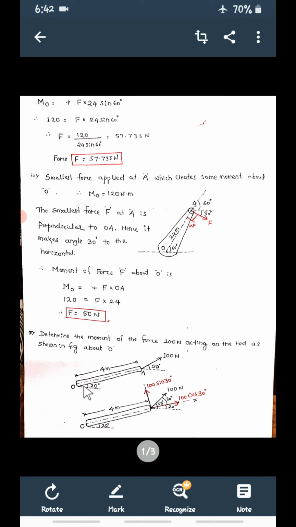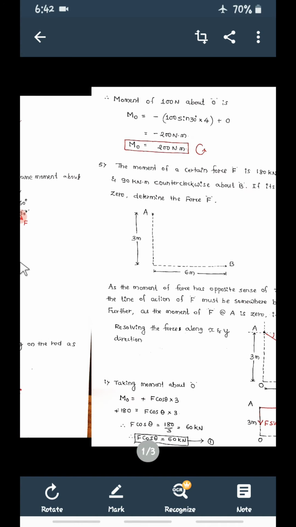So this is going to be anti-clockwise. Anti-clockwise means minus. So minus 100 sin 30 into the perpendicular distance from this force. Now the force is like this, and where is point O? This. So what is the perpendicular distance now? This is 4 meter. Is it right? So this is 100 sin 30 into perpendicular distance, 4 meter.